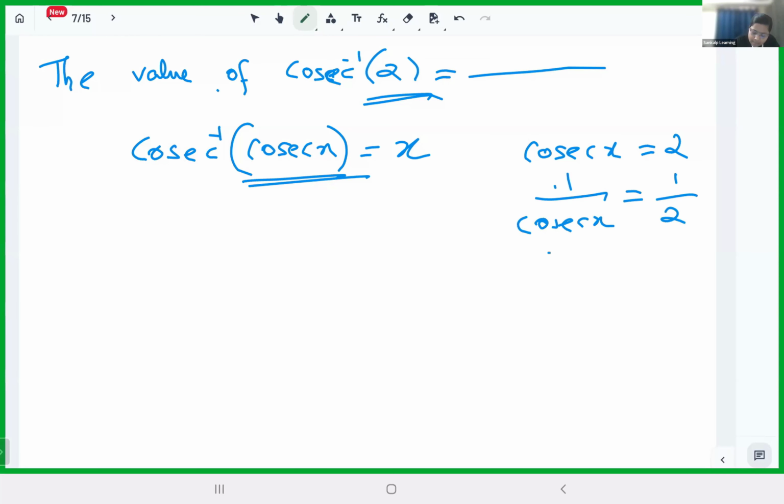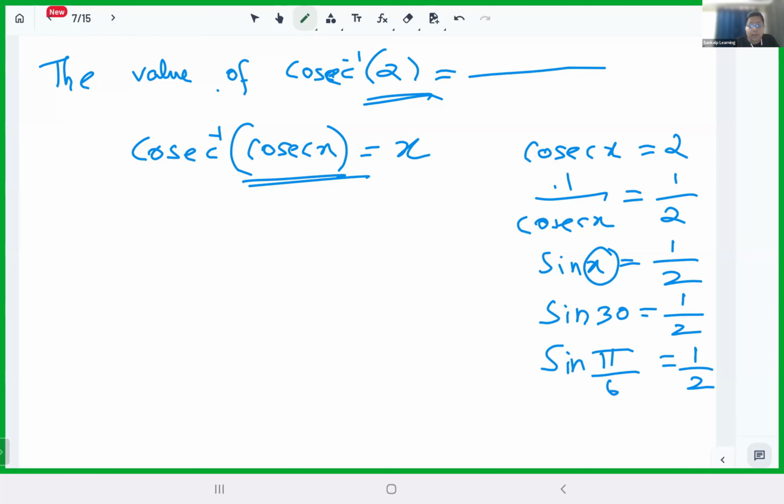It is nothing but sine x. So sine x is equal to 1 by 2. So you find out the value of x for which sine will give you 1 by 2. Then you'll automatically get the value of cosec x. All right. So sine x is equal to 1 by 2 means sine 30. Isn't it? Sine 30 is 1 by 2. That means sine pi by 6 is 1 by 2.